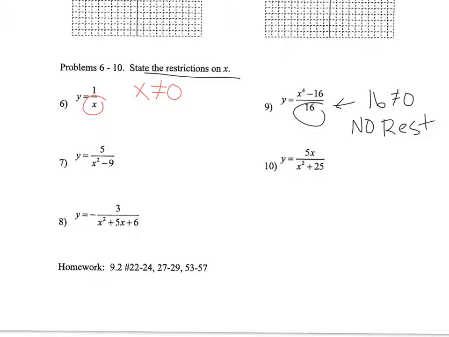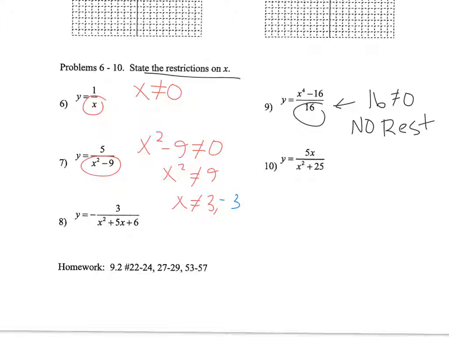And then number 7, what I'm going to do is x squared minus 9 can't be 0. So this means that x squared can't be 9. So this means that x can't be 3 or negative 3. So it can't be 3 or negative 3.